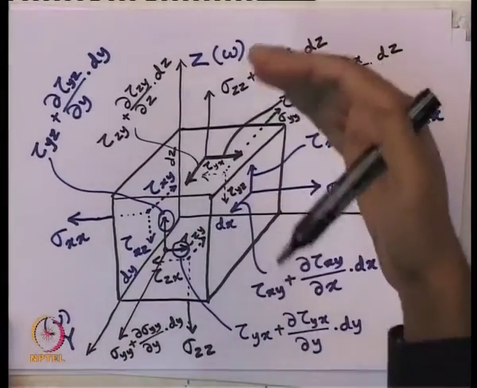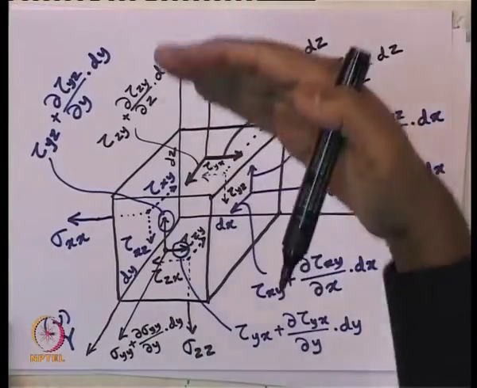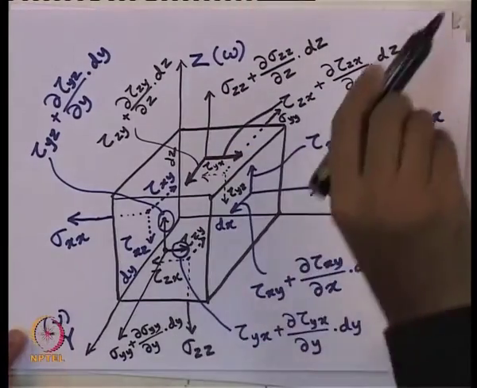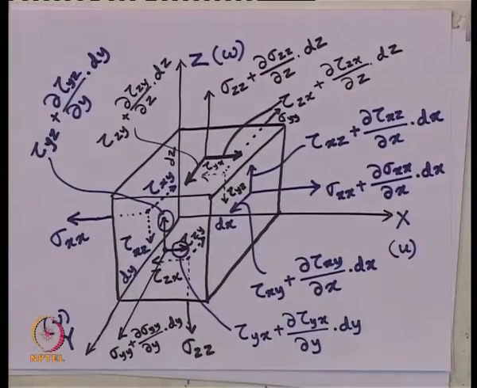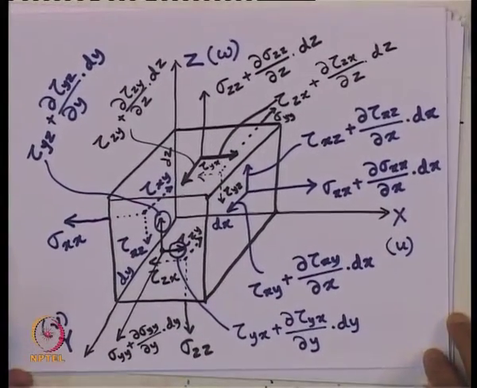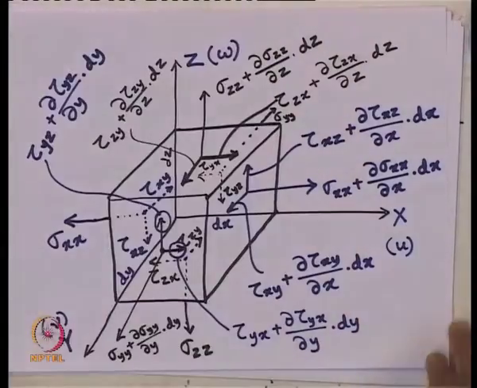On the other face, the y plane, the normal stress is sigma yy, with shear stresses tau yz and tau yx. Now, with all these forces, what can we do? We can write down the equilibrium equation in each of these directions x, y and z.